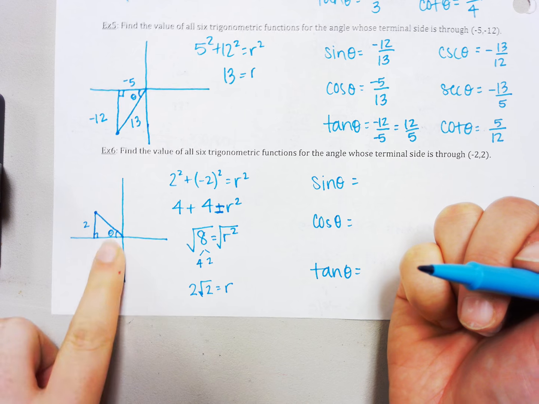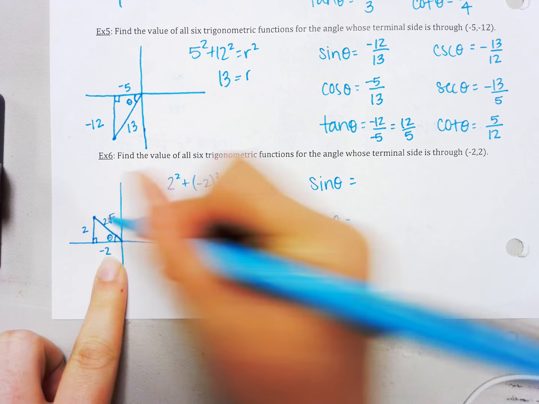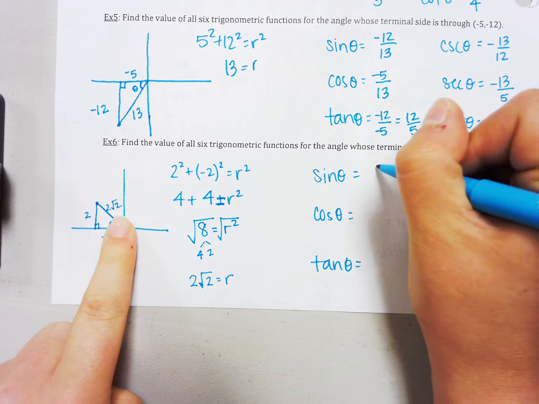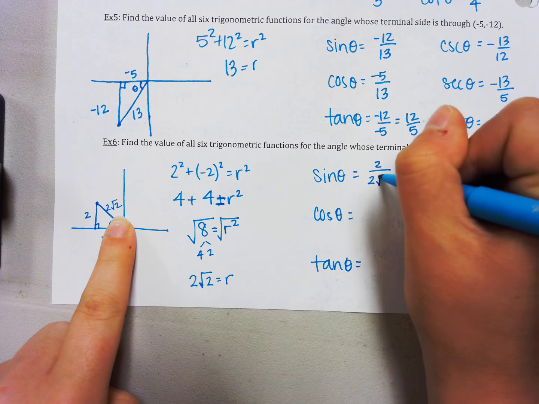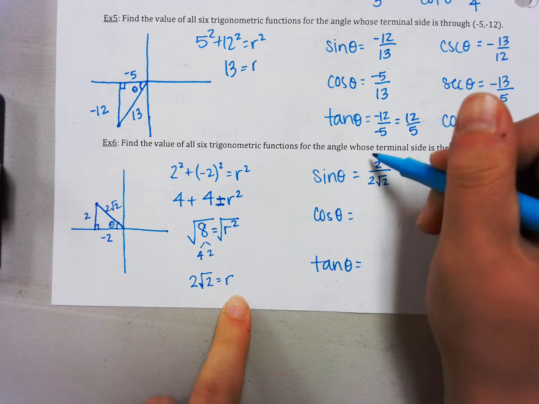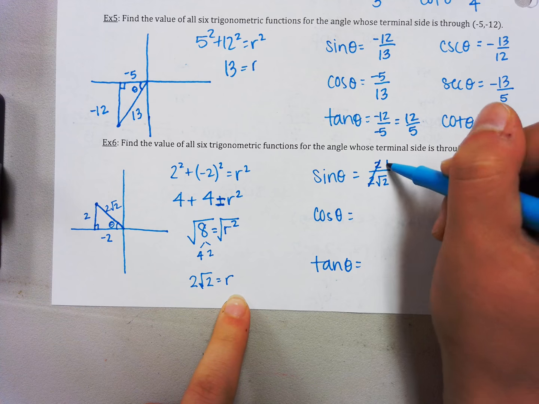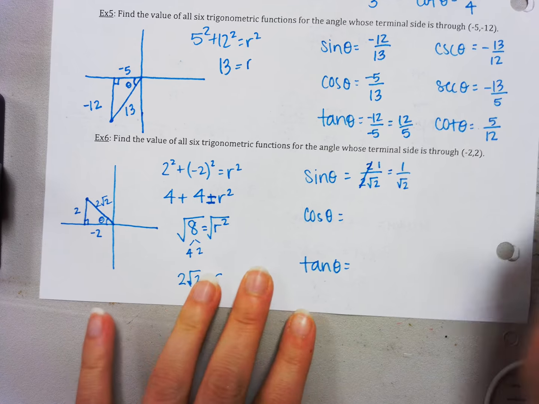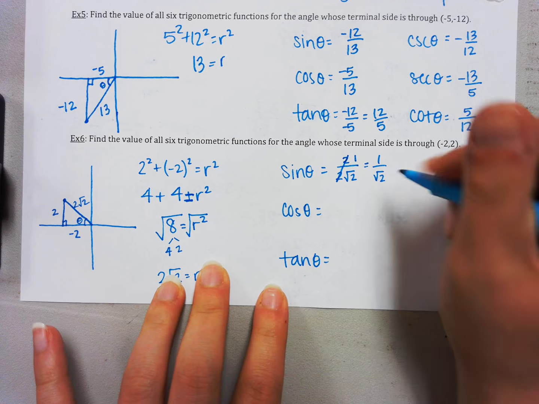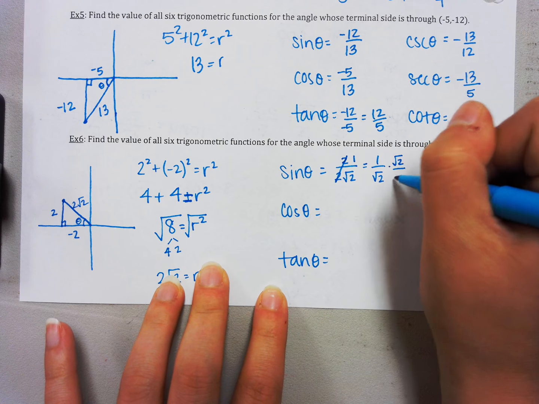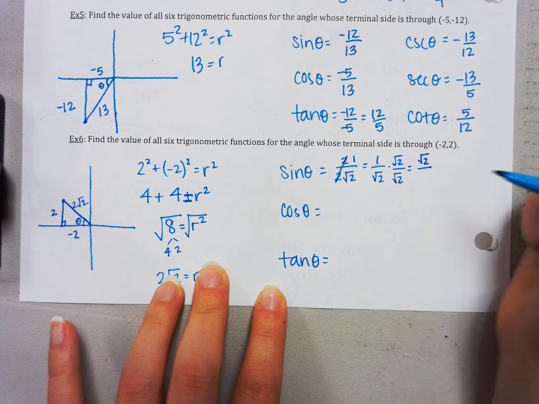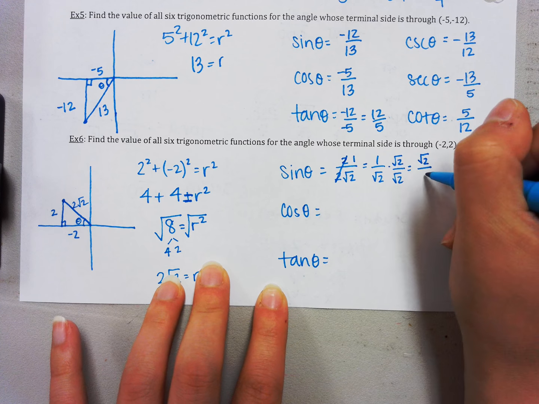So if I'm standing at this angle, here's my hypotenuse now. My sine value is opposite over hypotenuse, so 2 over 2 root 2. Now these 2's will cancel out, so I'm really just dealing with 1 over root 2, which has a radical in the denominator, so I'm going to rationalize that. On the top I get 1 times root 2, which is just root 2, and on the bottom 2 root 2 times root 2 is 2.